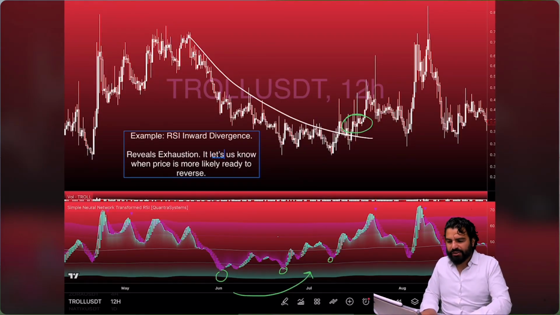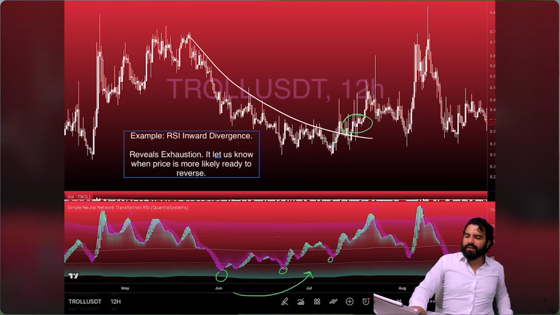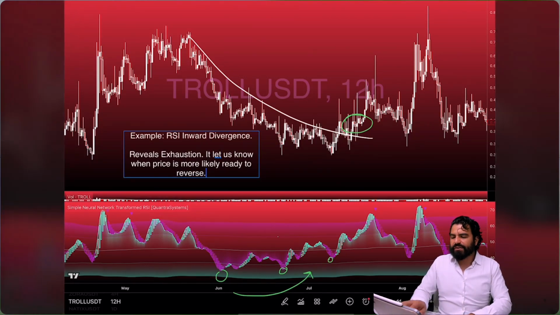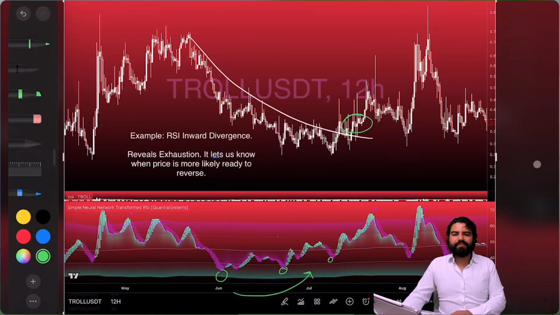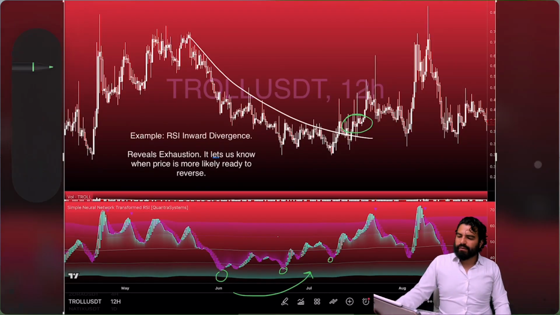Do I have any other questions about this? We talked about this a lot in our very first message. We didn't talk too much about it, but there's a lot of information on the internet about this type of divergence. When you see it, it's nice.